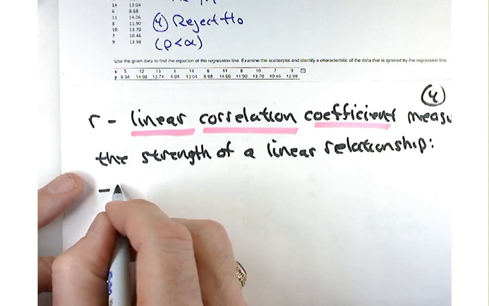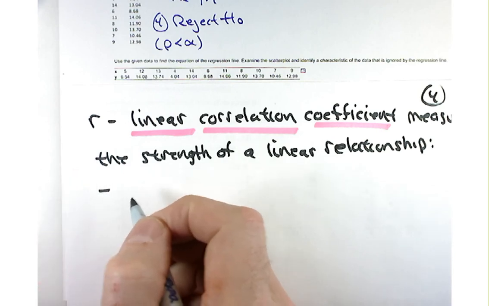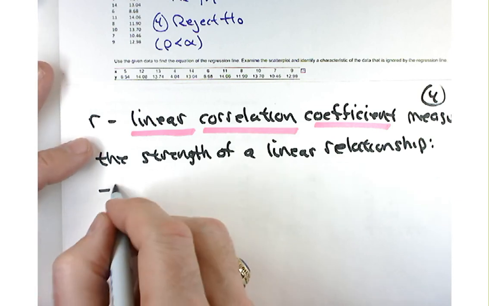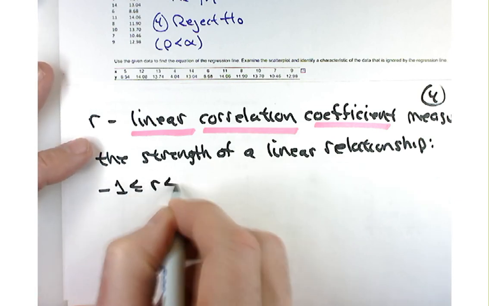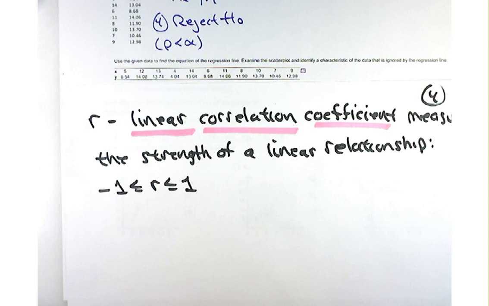If you remember, what did R range between? What was the minimum and maximum that R could be? Good, -1 to 1. All right, -1 and 1, those were your perfect negative and perfect positive linear correlations. So that's when all the data landed on a straight line.